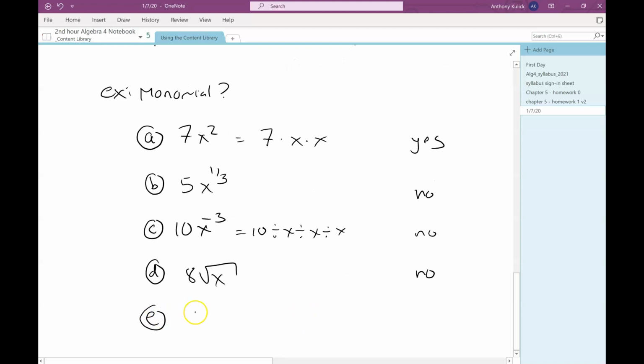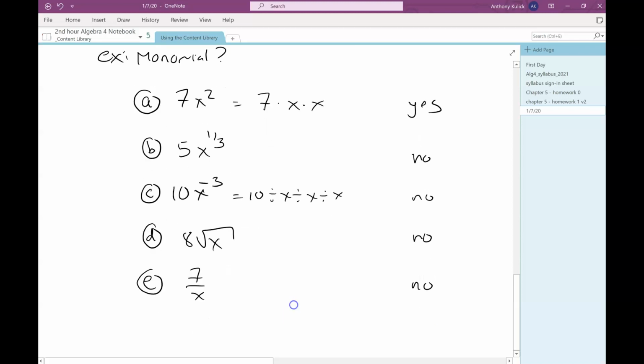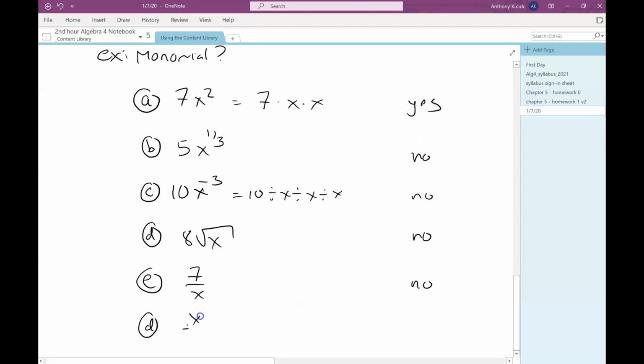But what if we had x over 7? That is a monomial because it's really just a real number, 1/7 times x. So if the number part is in the denominator, that's okay. If the variable is in the denominator, that's bad.